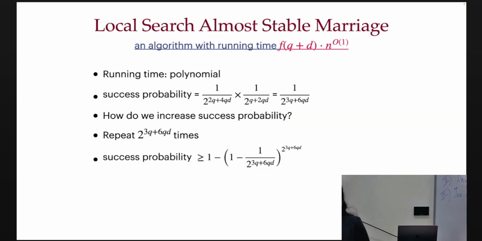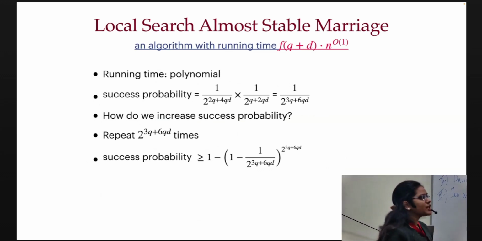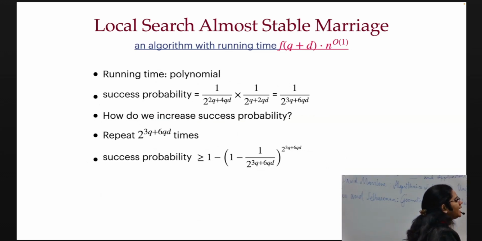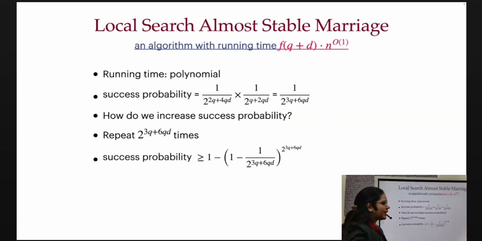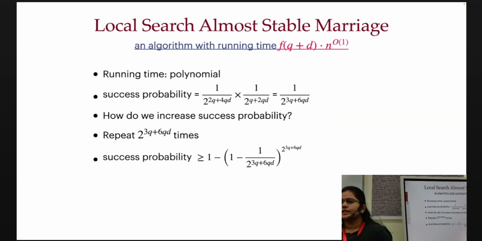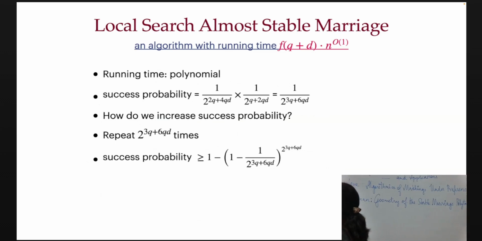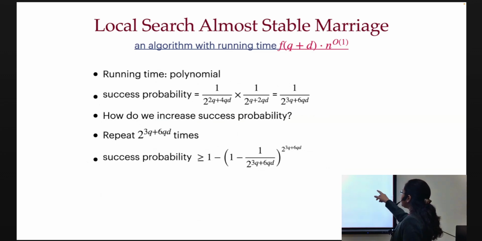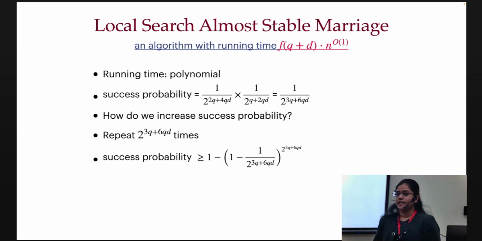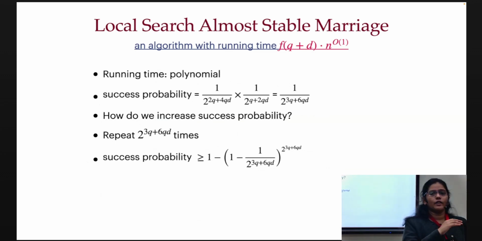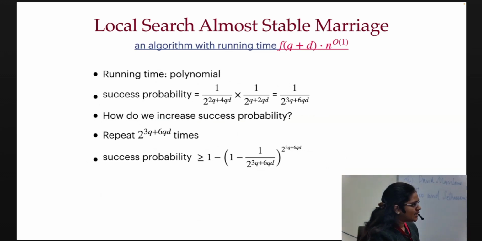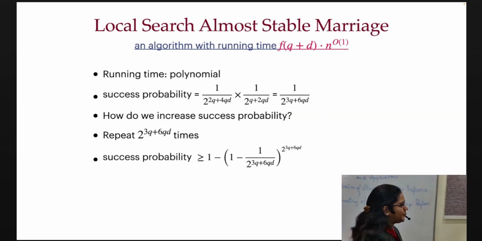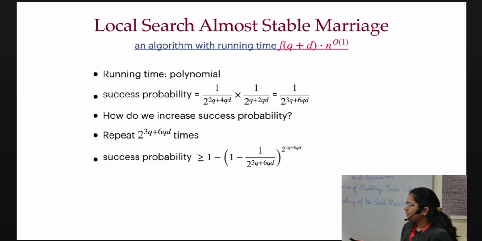it always fails, right? What do you want? You just want to compute the probability that it succeeds in at least one of the trials, right? What is the probability that it always fails, right? That is 1 minus 1 by 2 to the power 3q plus 6qt, to the power 2 to the power 3q plus 6qt. This is the probability that it always fails. Then succeed at least once, just subtract it from 1. Okay. Does it look good?